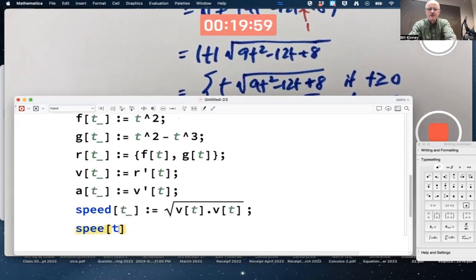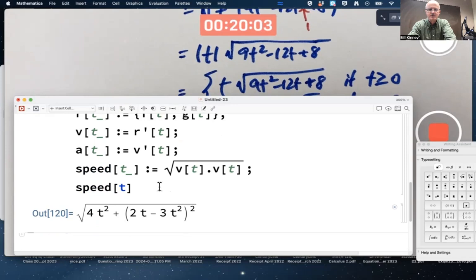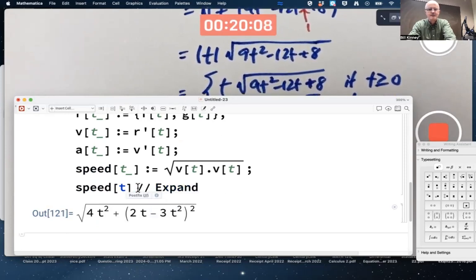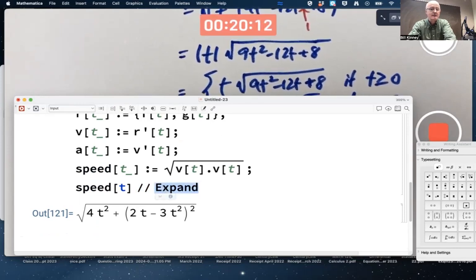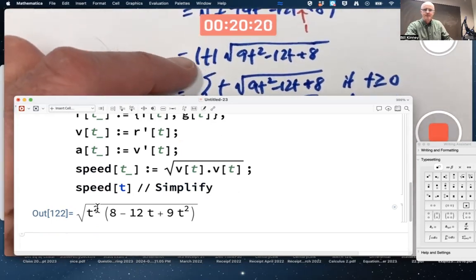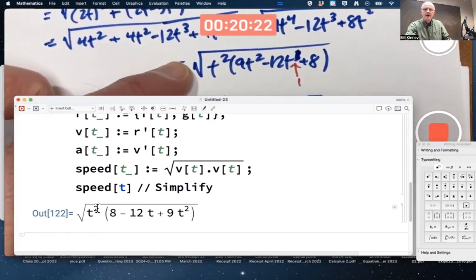Is it the right formula? It's unsimplified there. Let's expand it. It's not expanding for some reason. Simplify. That's not as simple as I was hoping. Well, okay, it is factoring out the t squared here like I did there. I did get the right answer.